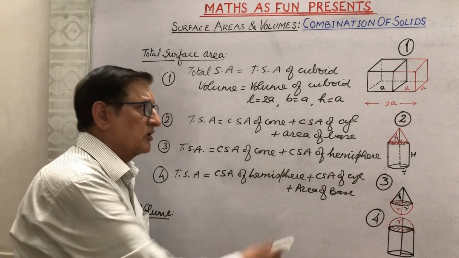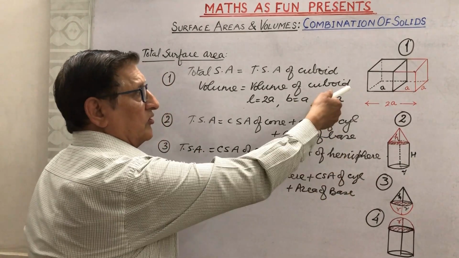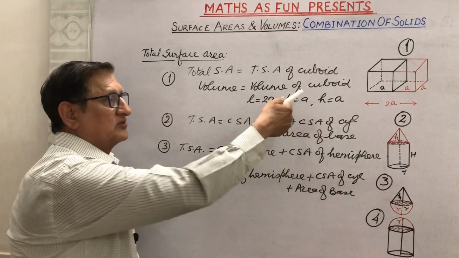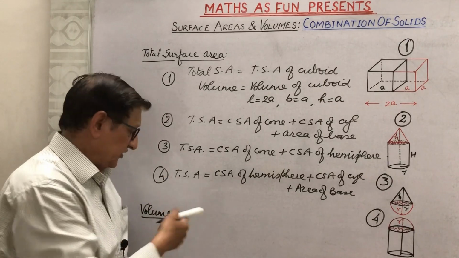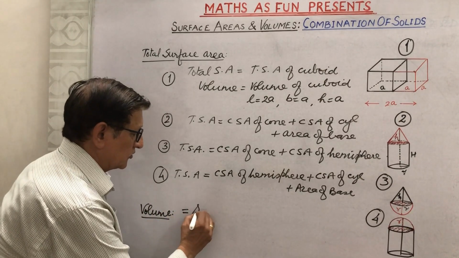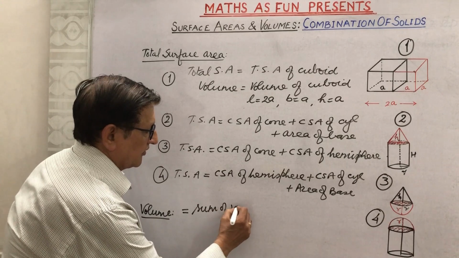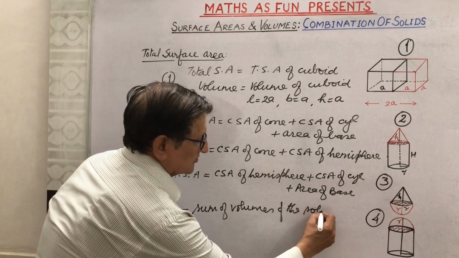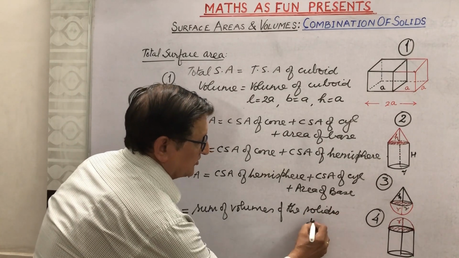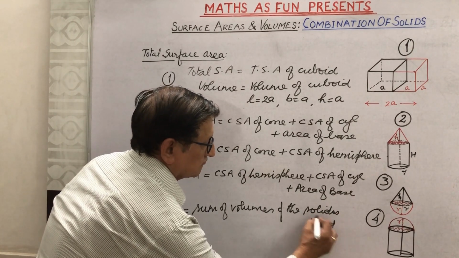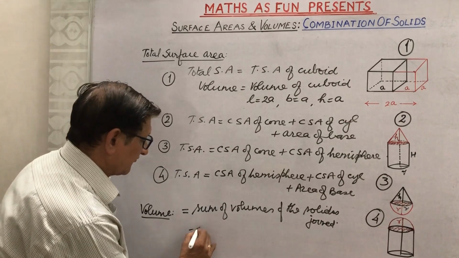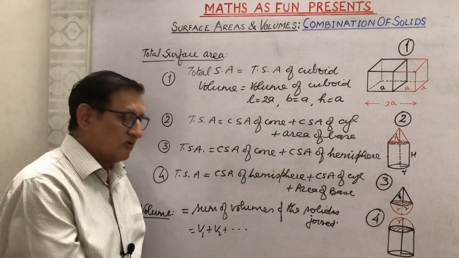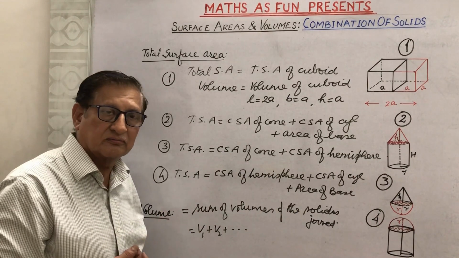To find the volume in all the cases, we find that the volume of each will be equal to the sum of the volumes of the solids which have been attached together. So we can write the volume will be equal to sum of volumes of the solids which have been joined or attached. That we can write like V1 plus V2 plus so on. If there are more than 2, we can write V3 and V4 and all.